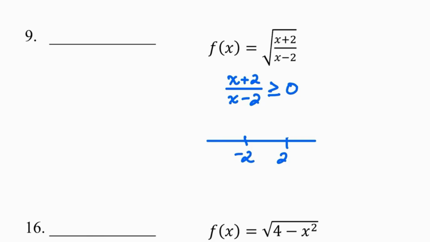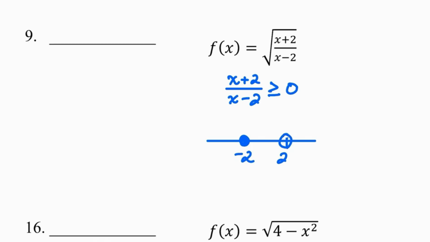Now, the inequality is greater than or equal to, but they're not both closed circles. If you plug in -2 for x, that's okay because then you get 0. But if you plug in +2, this function's undefined, so we're going to have to put an open circle at +2.